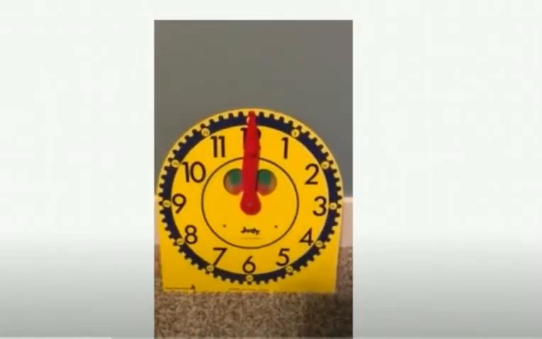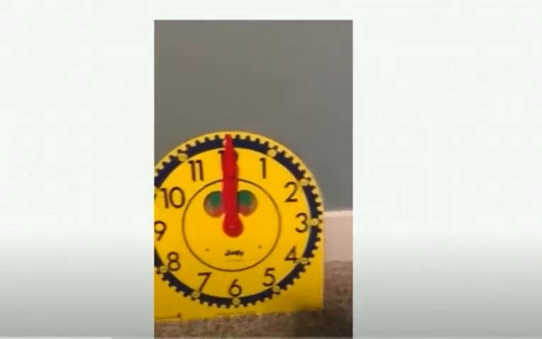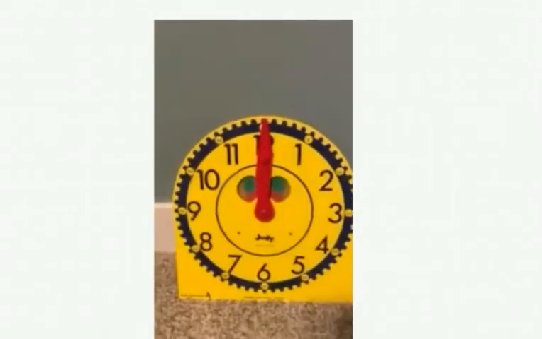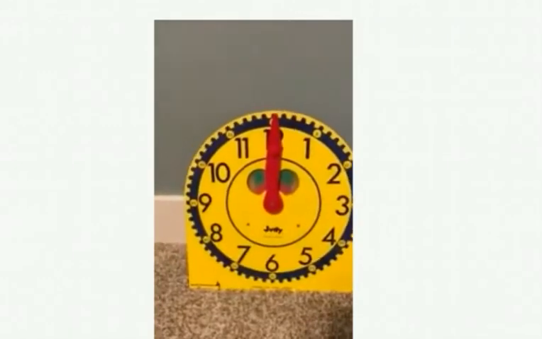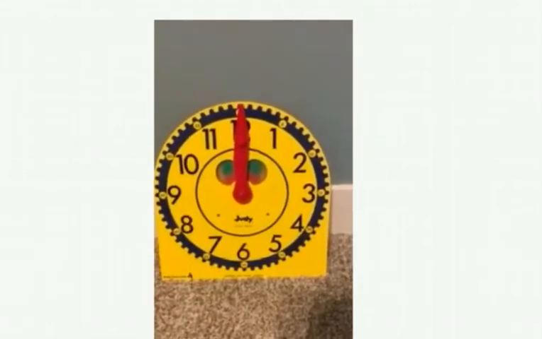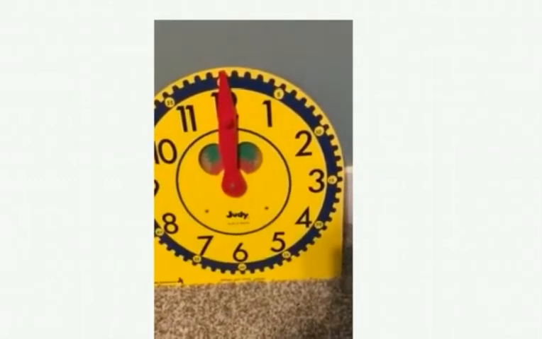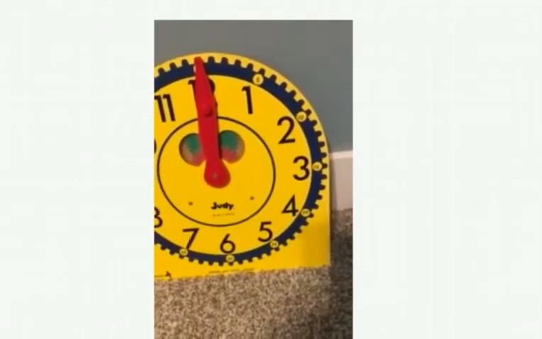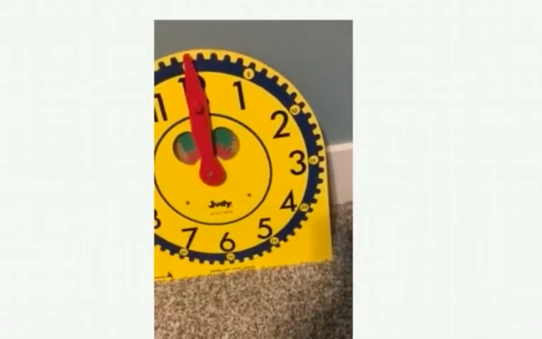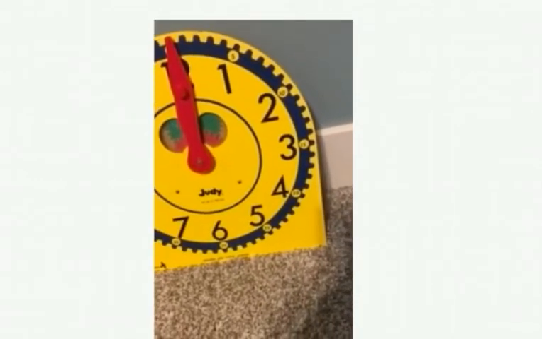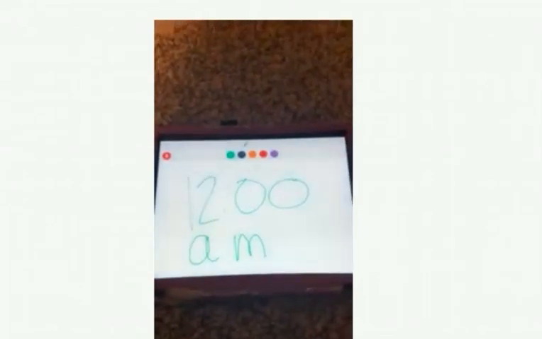All right, second graders, here's my demonstration clock. I have it at 12 o'clock, 12 midnight. So it's going to be 12 a.m. 12 a.m. Let me show you then 12 a.m. on my little iPad whiteboard. That looks like 12 a.m.